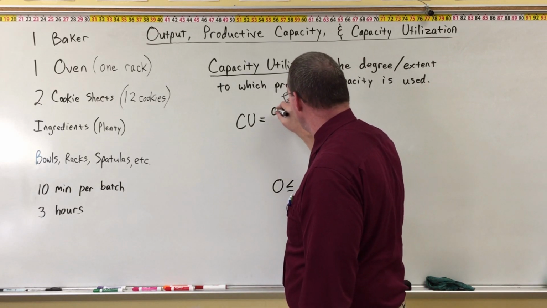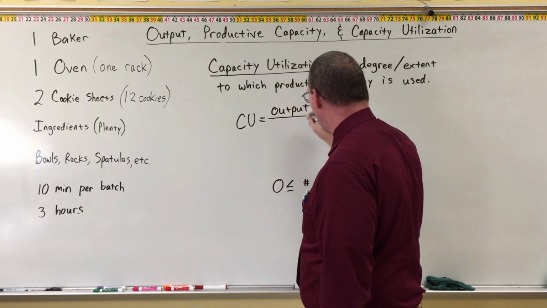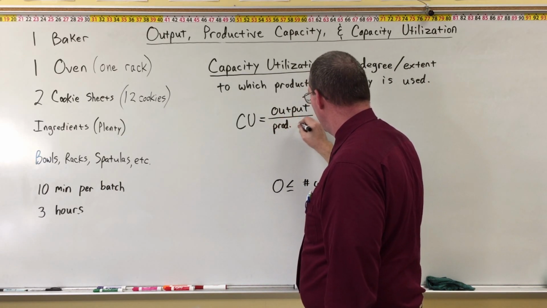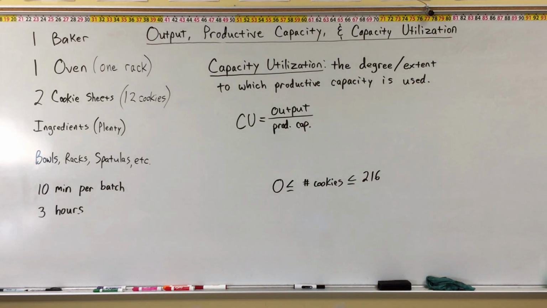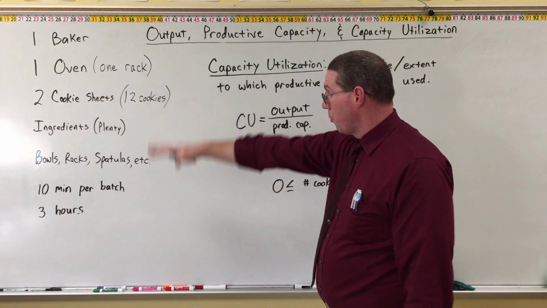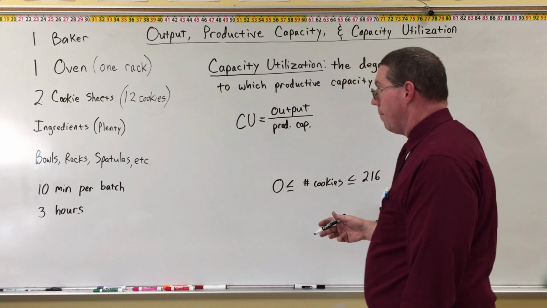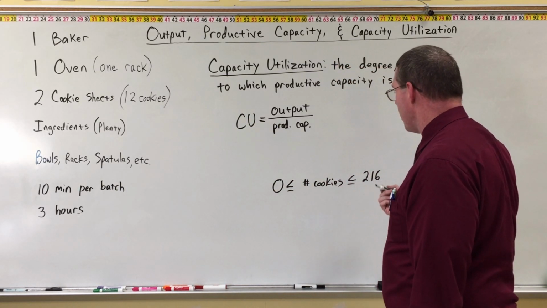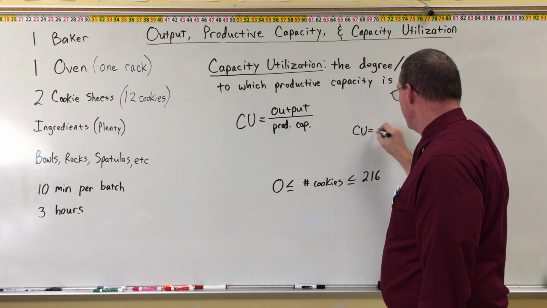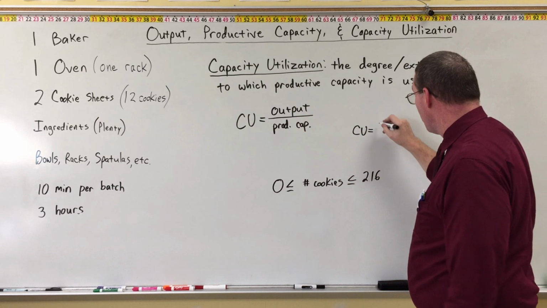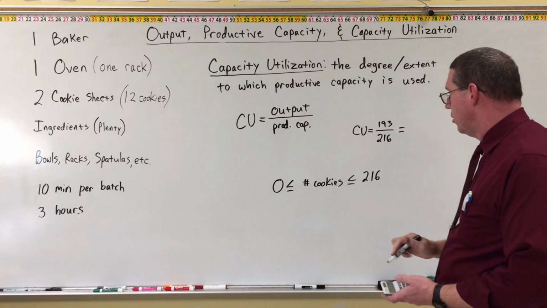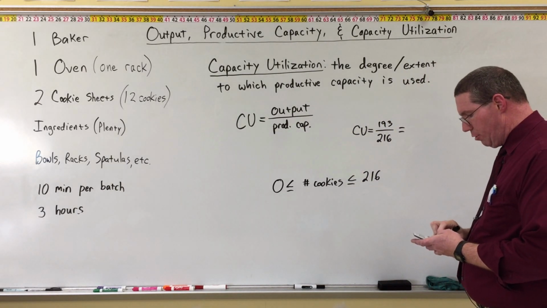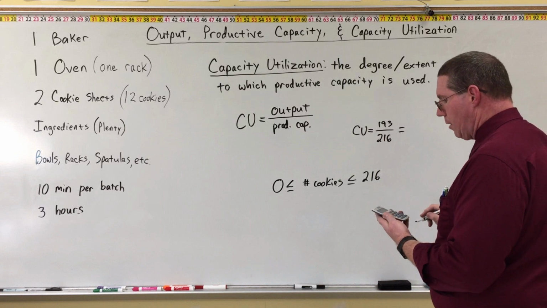Capacity utilization is equal to output divided by productive capacity, all right? And so a very simple example here, I'm going to grab a calculator over here. Let's say that this particular baker one day produced, in the 3 hours, 193 cookies. So if actual output by the baker was 193, but we know that in 3 hours that baker could produce 216 cookies, then if we do 193 divided by 216, that's 0.8935.